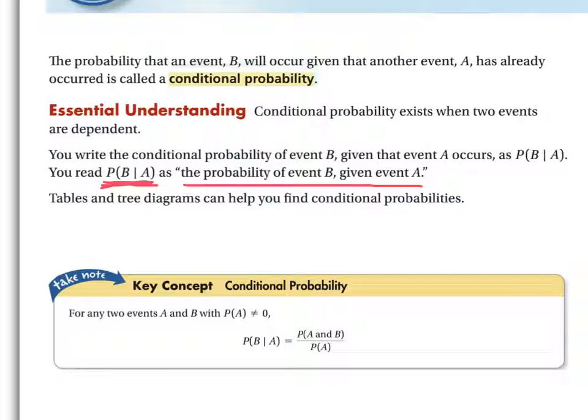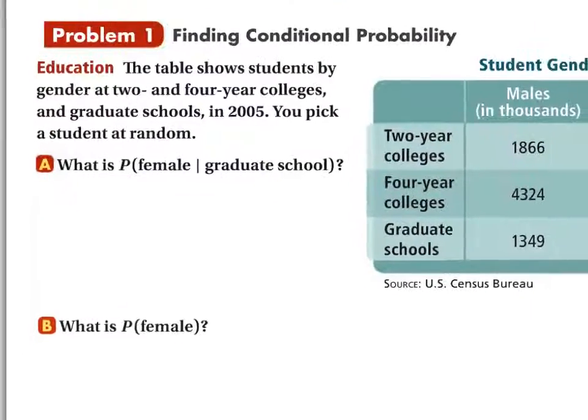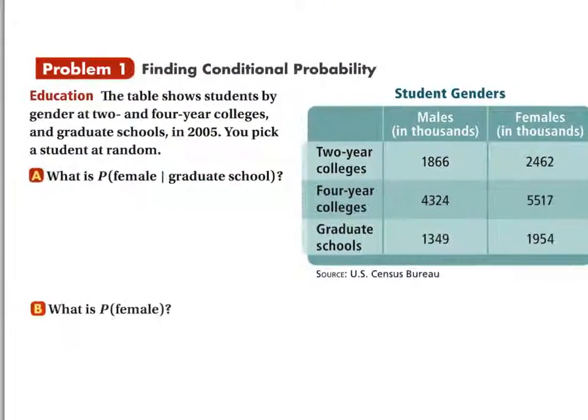So the book gives us an equation for doing this. It says the probability of event B given that event A happens is the probability of A and B happening together over the probability of A. I actually don't like doing this. For our purposes in class, this is more work than it needs to be, but we'll work it one time together to see how it works. So let's take a look at problem number 1.